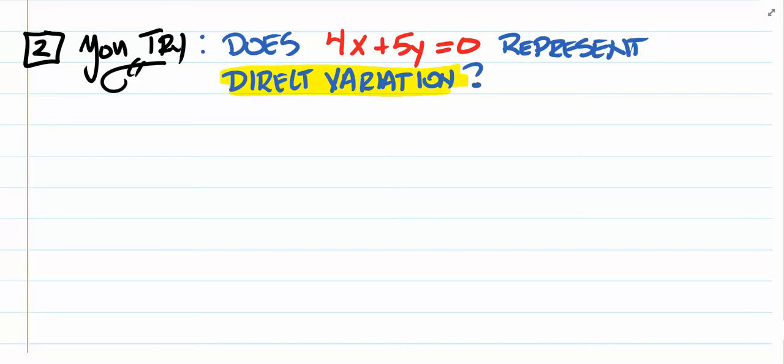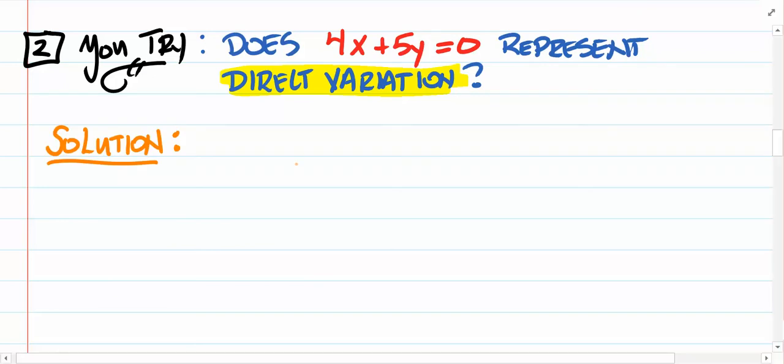Okay, here's a U-try. Does 4x plus 5y equals 0 represent direct variation? Yes or no? If it does, can you tell me the constant of variation? Hopefully you got the right answer, but if not, here's how you do it. First, you solve for y.